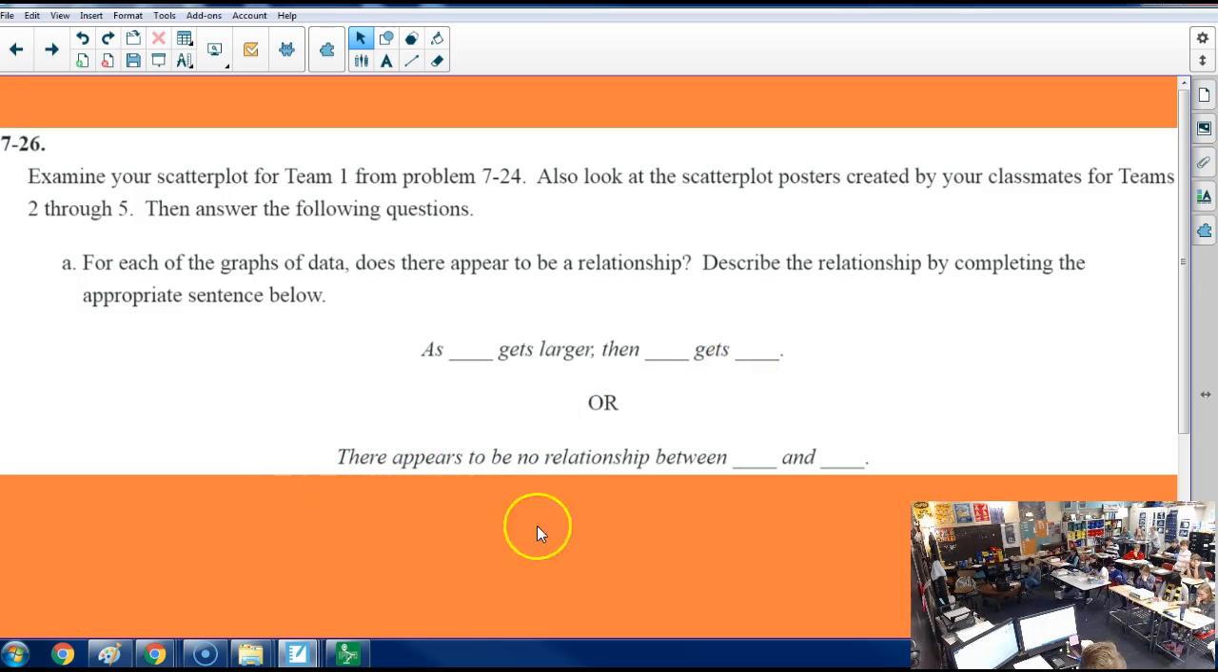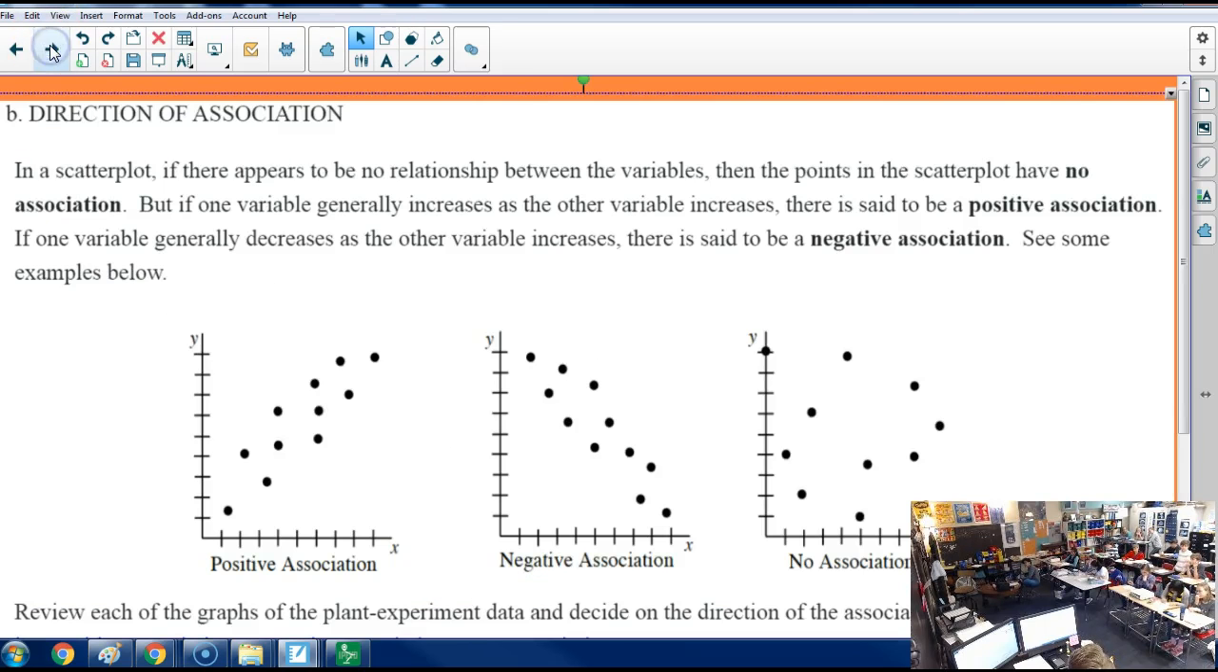Or, as some people were complaining to me, it doesn't look like there's a relationship. It doesn't look like anything is definitively happening. And that will then determine what sort of association it has. So I want your team to decide, are you positively associated, negatively associated, or have no association? Take 2 more minutes, then we'll share it.